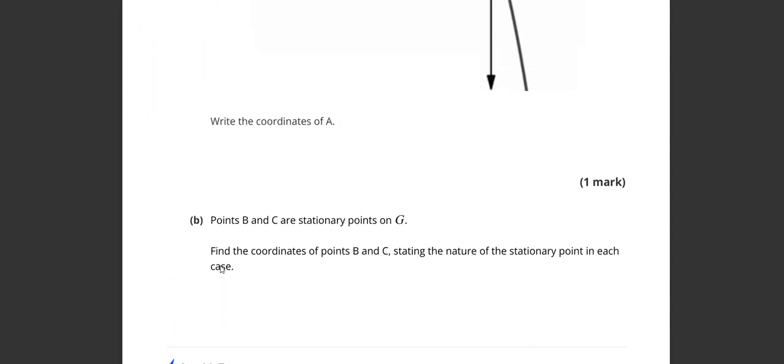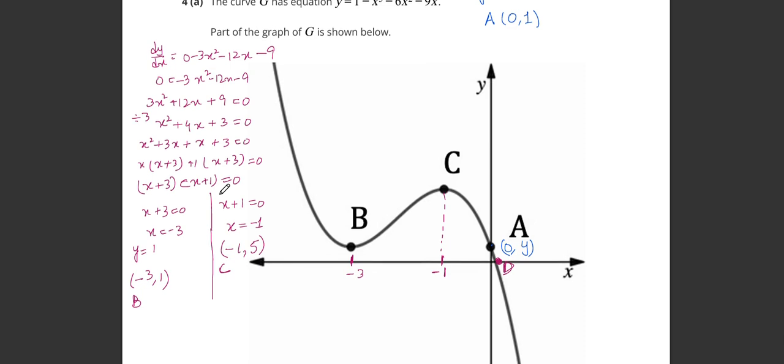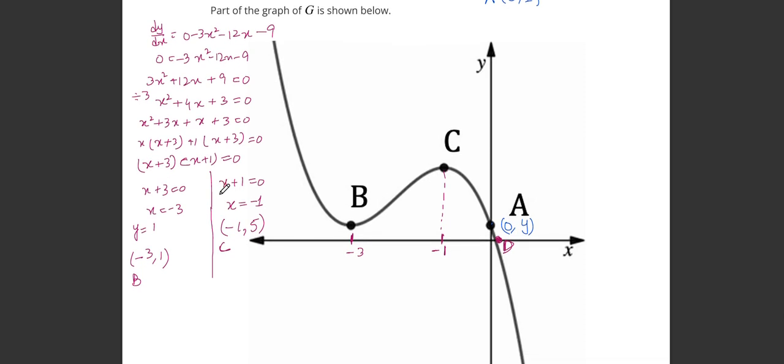Then if the examiner would say, what is the nature of the stationary point in each case? These are also called stationary points. B and C are also called stationary points. How do we find these stationary points? To find the stationary points, you put the first derivative equal to 0 and find the points like this. And now we have to find the nature.